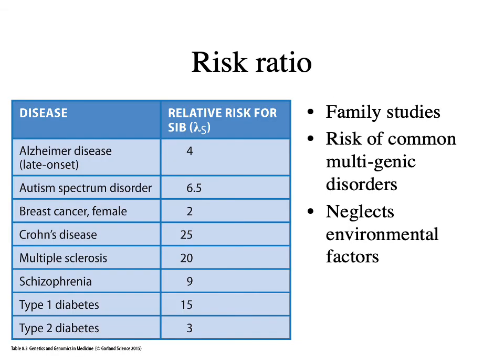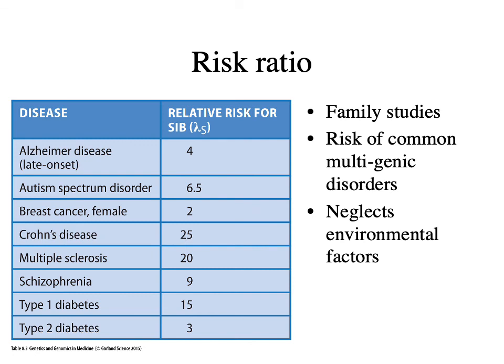This table depicts the approximate relative risk ratios for sibs compared with the general population for several selected complex diseases, averaged from many studies. So you can see, for example, if you have a sibling with late-onset Alzheimer's disease, you're at higher risk. Crohn's disease, multiple sclerosis, and type 1 diabetes all carry a relatively high risk ratio, or lambda S.